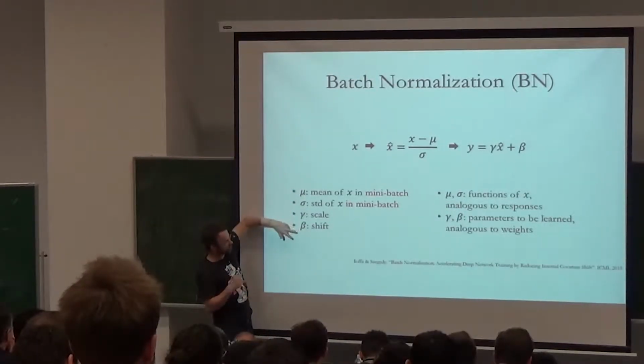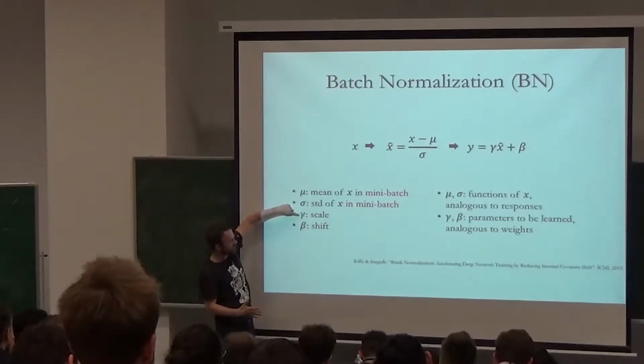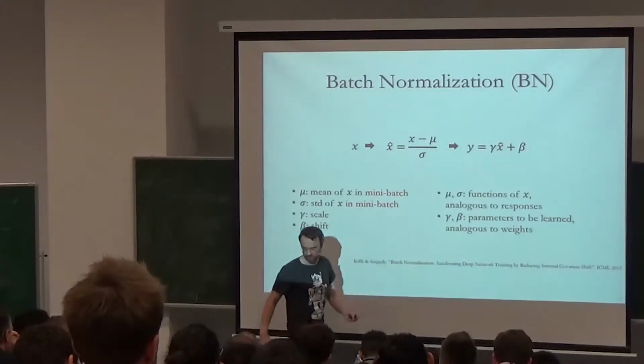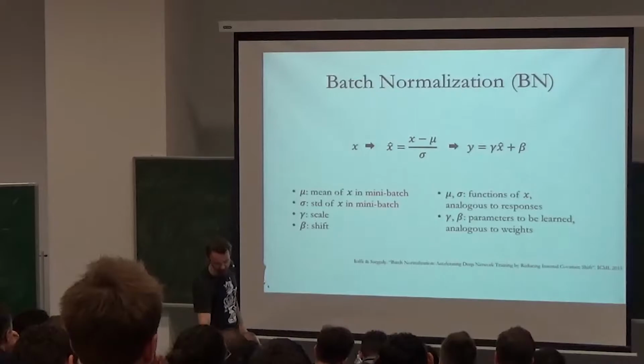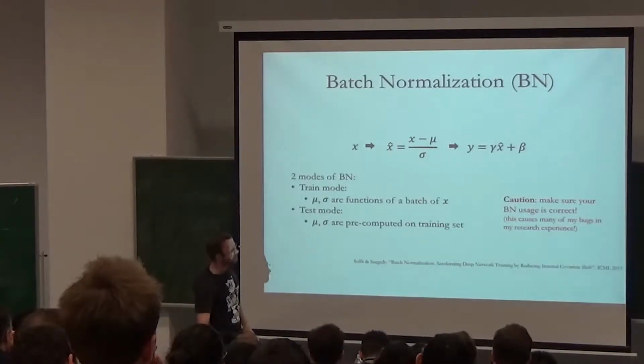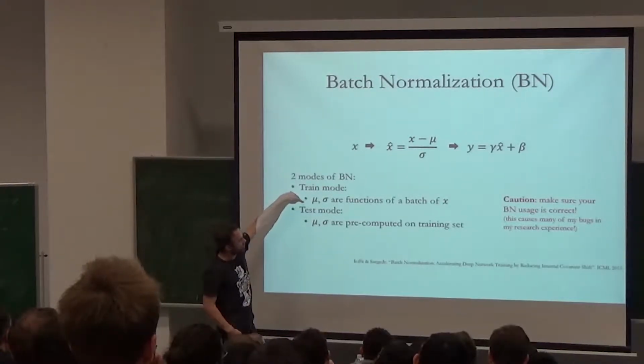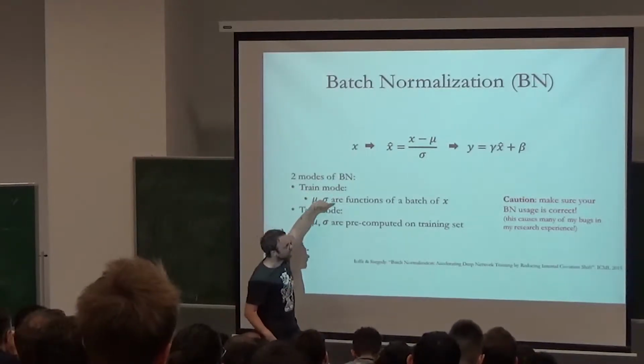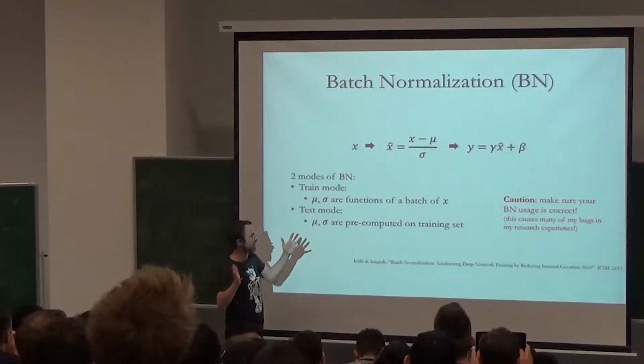Then they also have two parameters here which are learned, gamma and beta, which reshift and rescale each individual channel. So when you're training, the mu and the sigma are computed from the mini batch itself. Those things are computed on the fly.